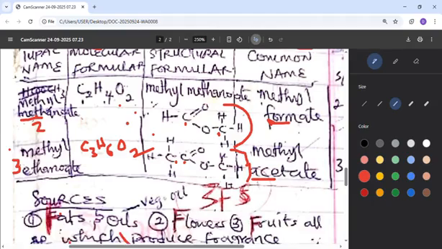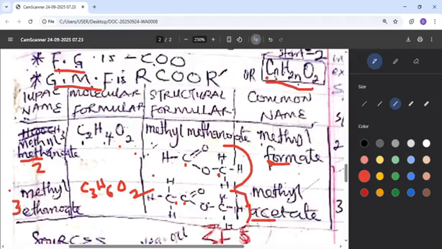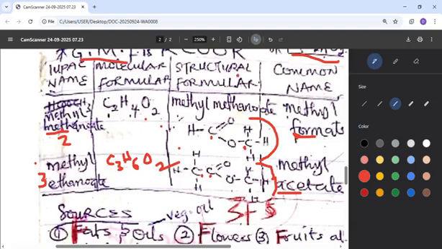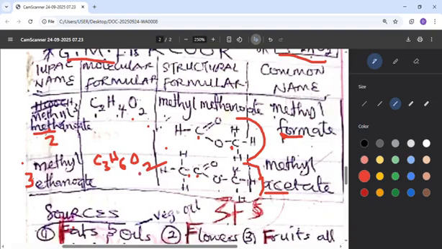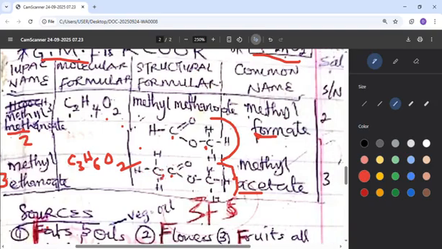Then we move to the next one. Remember we started with 2, so we move to 3. If I put 3 here, that's C3H6O2. So this will give us C3H6O2 as you can see it here. Then how do we write the structural formula? Always start with the functional group COO at the center.